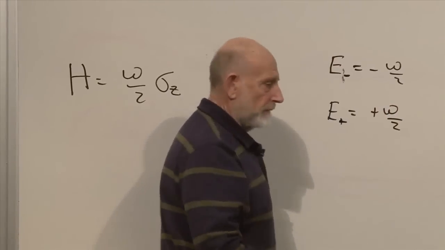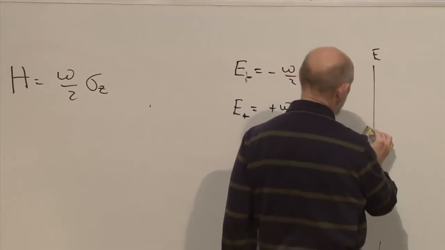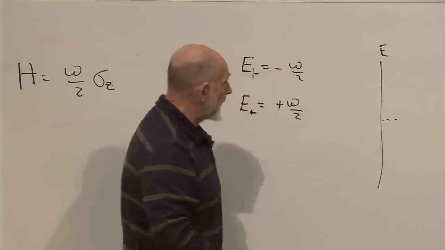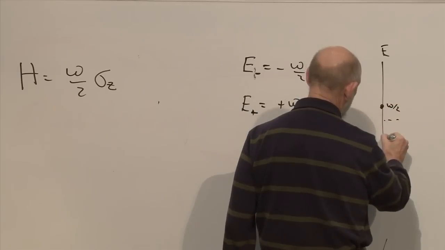So there are two energy levels. If we drew an energy level diagram, we would have two eigenvalues. It would be 0 over here, but that would not be one of them. And then we would have plus omega over 2 and minus omega over 2.